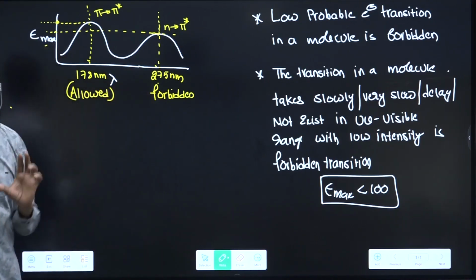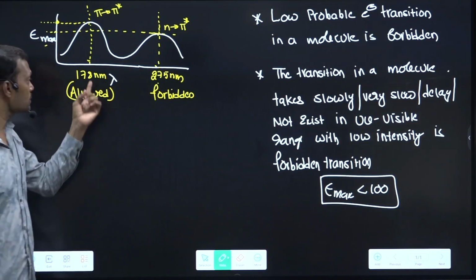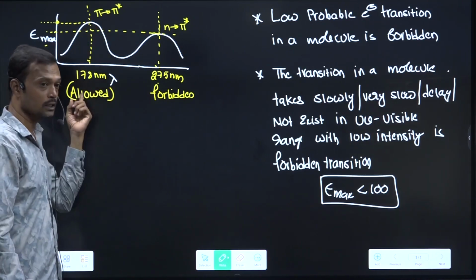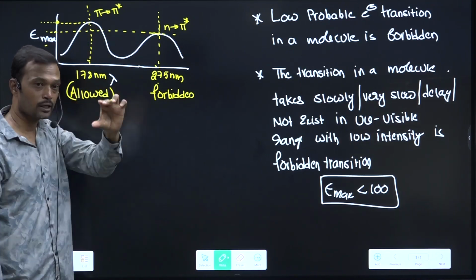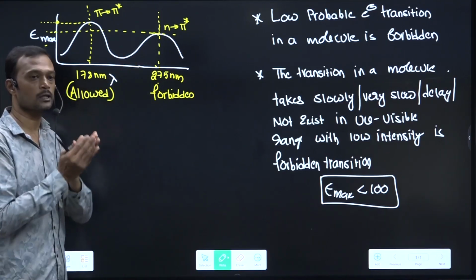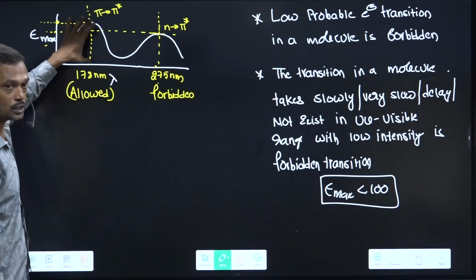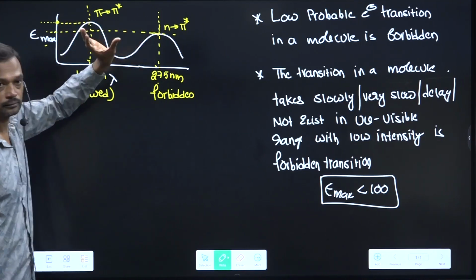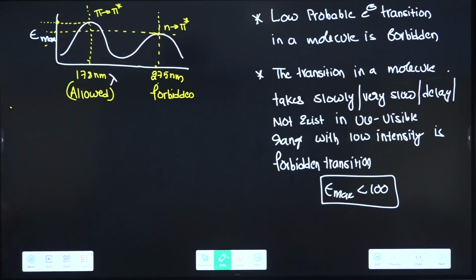That is called forbidden. So when the wavelength coincides for the transition, at that time, if the transition takes place fast, you will get more intensity, that is allowed. Low intensity is forbidden. Right.